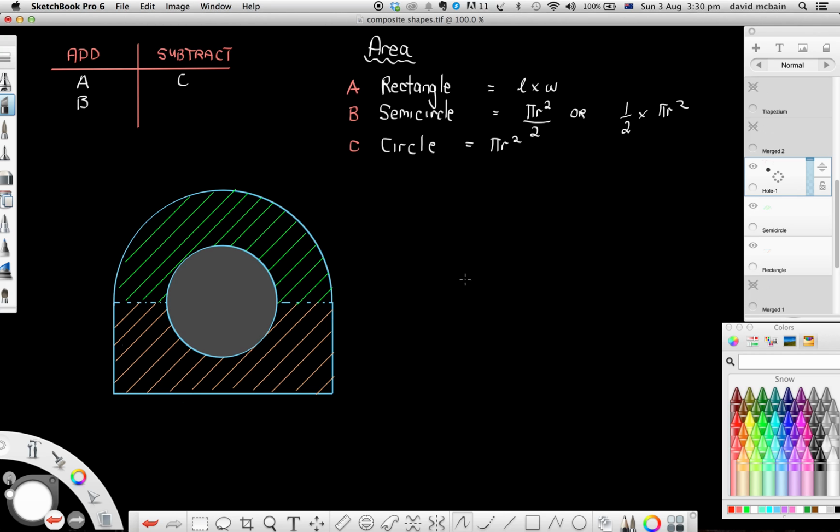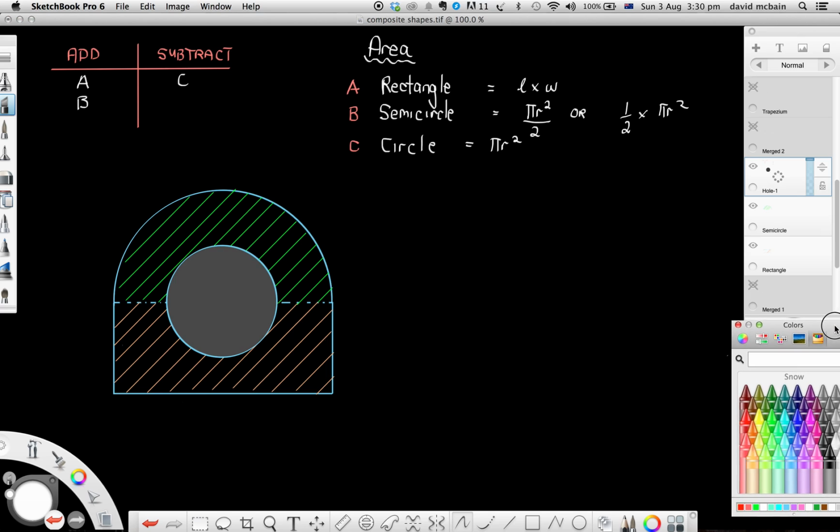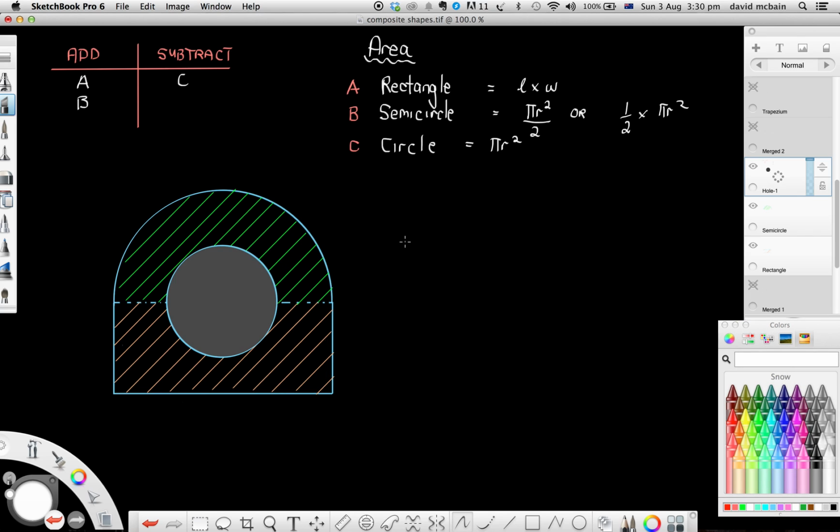Okay, so let's go ahead and work them out. And once again, I encourage you to pause and do this on your own, and then come back and check your working. Okay, well, I hope you had a go on your own, but if you didn't, well, I hope you have a go next time. So the area of the rectangle, let's go ahead and work them out.